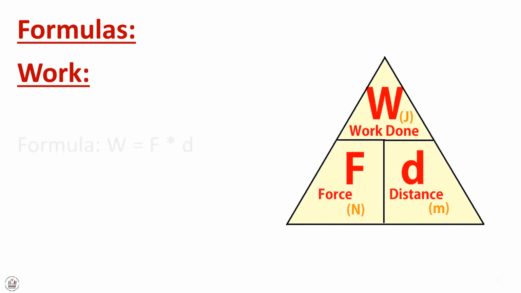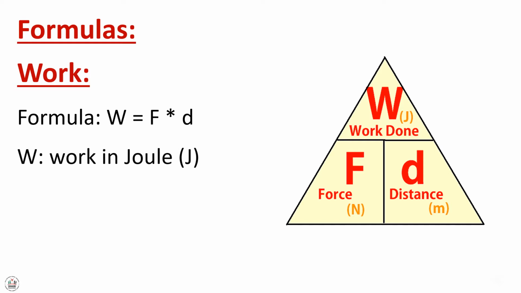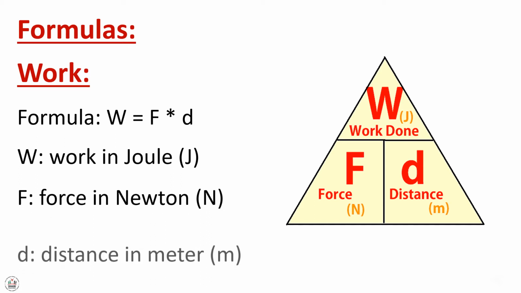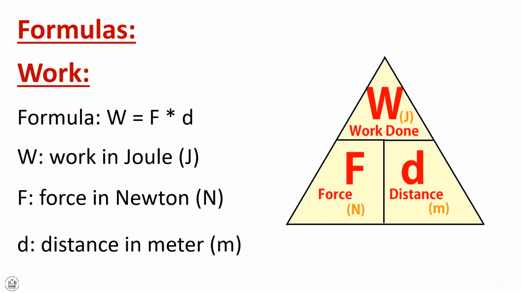Now the formulas for work and power. What is the formula to calculate work? The formula is work equals to force times distance. So to calculate work I write the formula W equals F times D. W represents work in joules, J, F represents force in newtons, capital N, and D represents distance in meters.